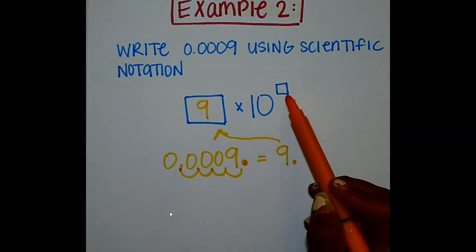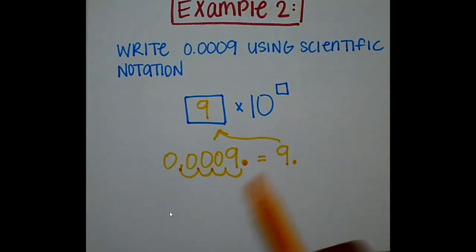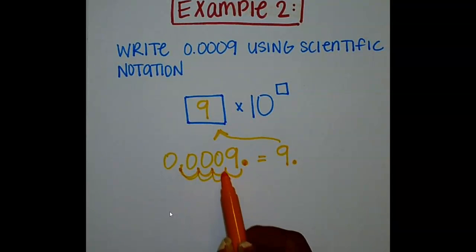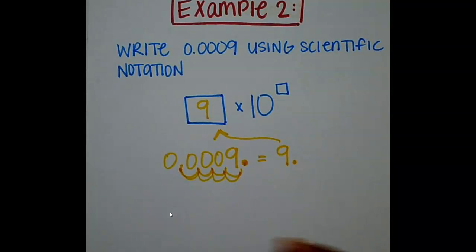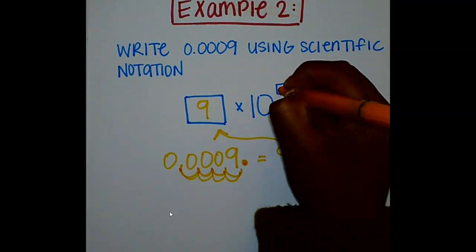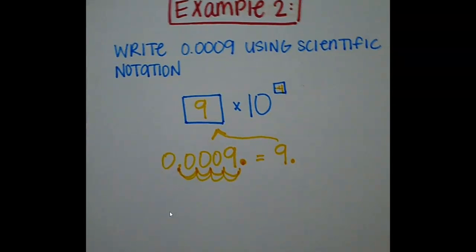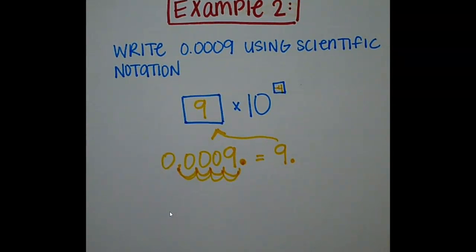And then the last thing I need to do is just figure out my exponent. So I'm going to count the number of place values I move to the right. 1, 2, 3, 4. Since I moved to the right and I started with a very small number, my exponent is going to be -4.